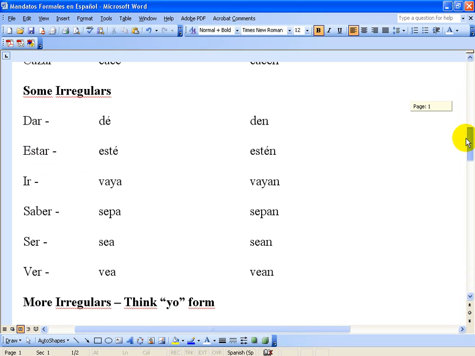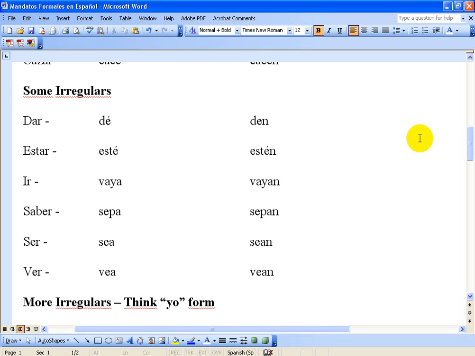Now I've got several irregulars for you that you're going to want to know if you're learning these commands. So dar goes to dé and den. Now dar really isn't that irregular in that we take the AR off and then add the opposite ending. The thing that is irregular about it is that the usted command, dé, has an accent mark over it because if I took the accent mark off, then while the word is still pronounced the same, it now means from or of. And I don't want to have from or of, I want to have give.